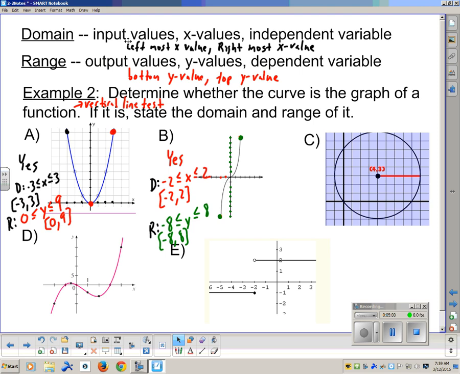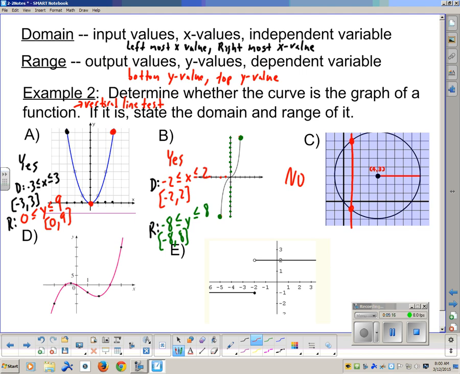Part C. Again, does it pass the vertical line test? Well, if I draw a line, let's say I draw one right there, it goes through in 2 spots. It hits the graph twice, so no, that is not a function, so I don't have to do anything else.